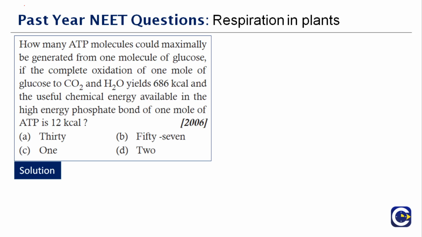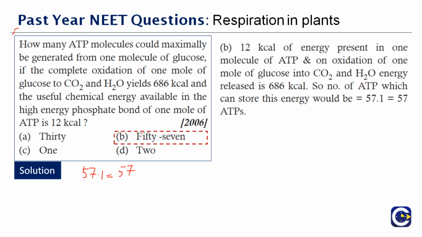How many ATP molecules could maximally be generated from 1 molecule of glucose? So here we are asking how many ATP molecules could be generated from 1 molecule of glucose, if the complete oxidation of 1 mole of glucose to carbon dioxide and water yields about 686 kilocalories. And then you have 12 kilocalories of ATP also. They have given the 1 mole of ATP also. Now, 12 kilocalories of energy is present in 1 molecule of ATP, and on oxidation of 1 mole of glucose into carbon dioxide and water, the energy released is 686. So, the number of ATP which can store this energy would be, what is it? Any idea? It is 57.1. Since it is 57.1, you have to round it off, which becomes 57. So the answer for this question is 57, option B.